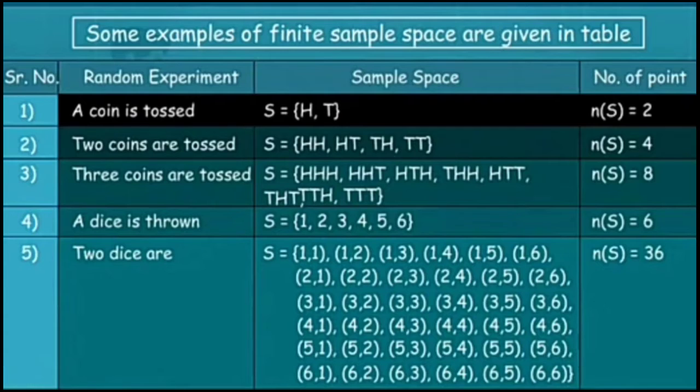Two dices are thrown, then sample space will be (1,1), (1,2), (1,3), (1,4), (1,5), (1,6), (2,1), (2,2), (2,3), (2,4), (2,5) and (2,6), (3,1), (3,2), (3,3), (3,4), (3,5), (3,6), and similarly it goes up to (6,1), (6,2), (6,3), (6,4), (6,5) and (6,6).